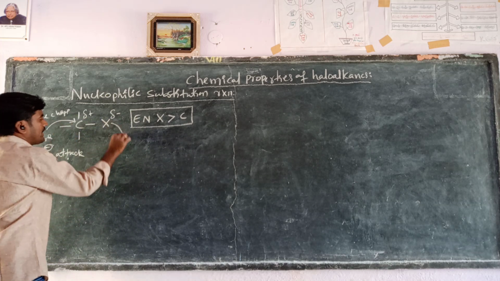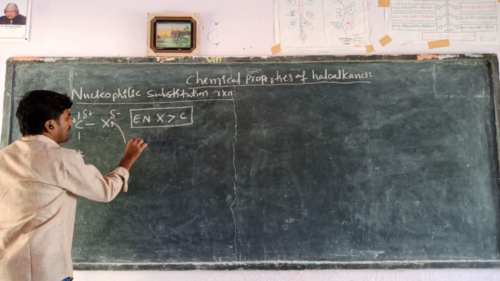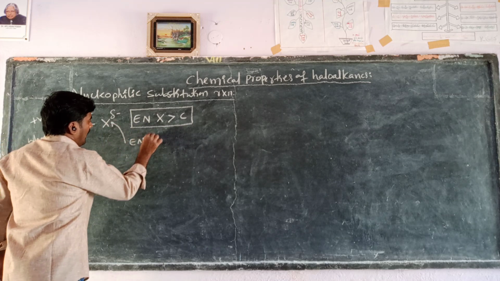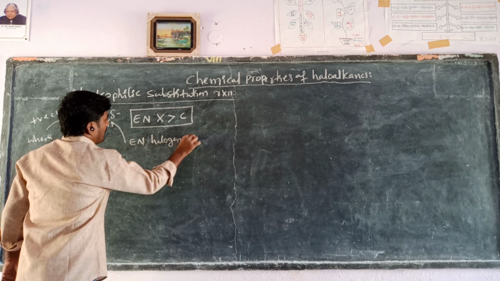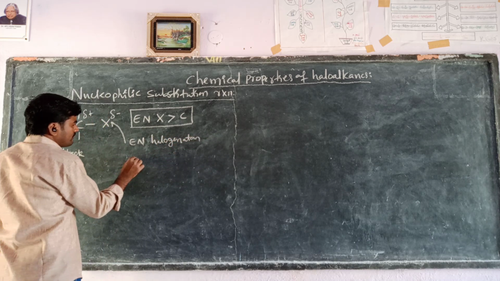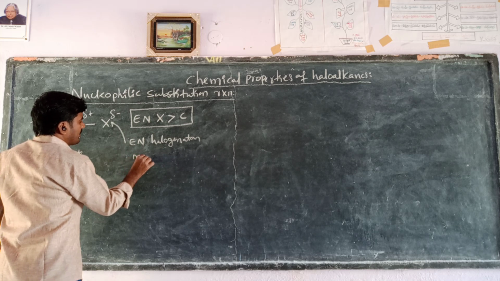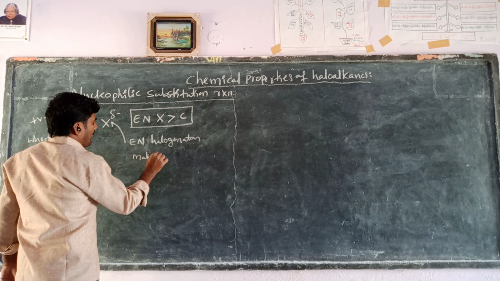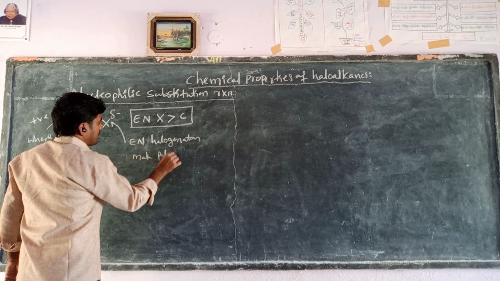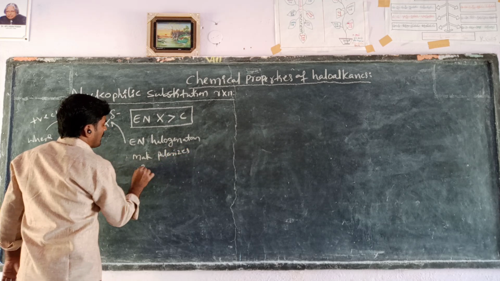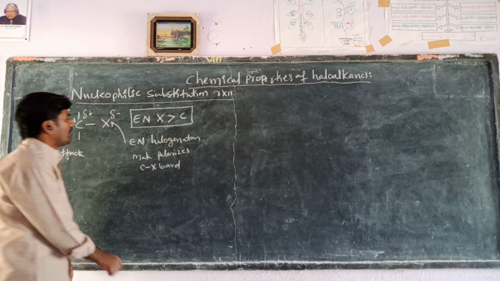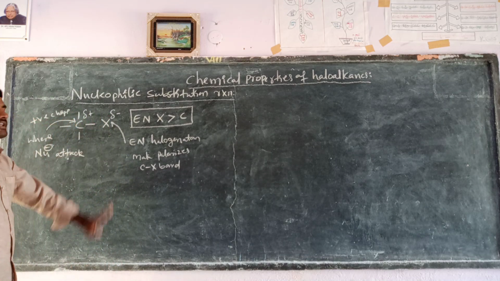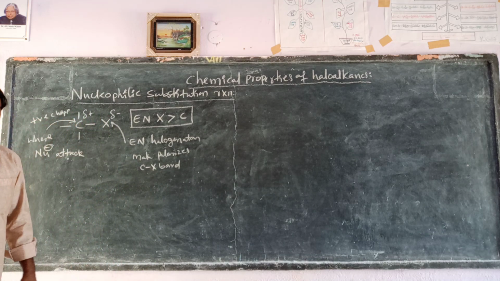What about this halogen atom? The electronegative halogen atom polarizes the carbon halogen bond. Due to the electronegativity difference of the halogen atom, the bond between carbon and halogen is highly polar in nature.